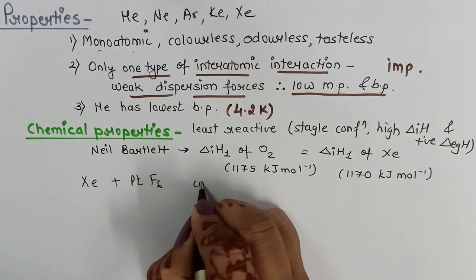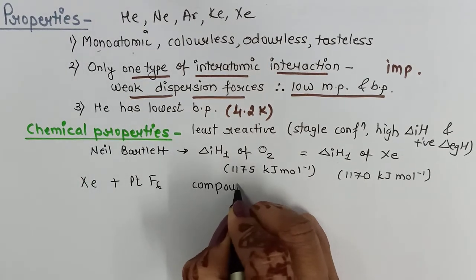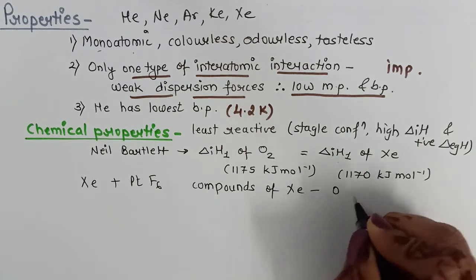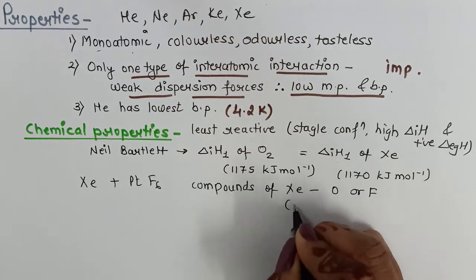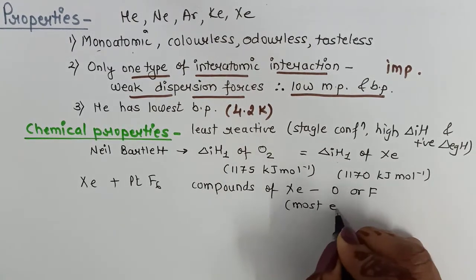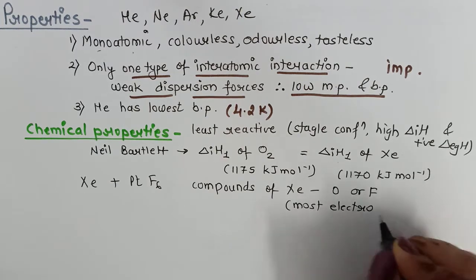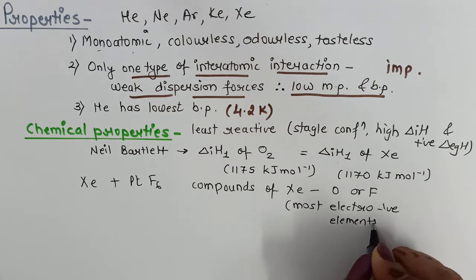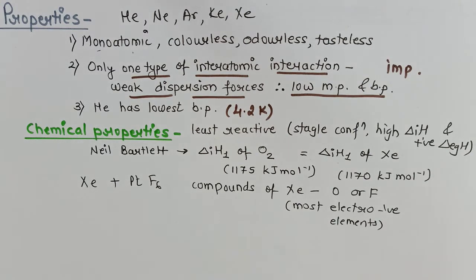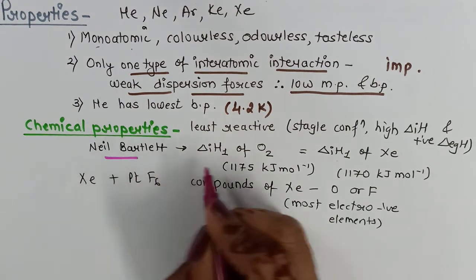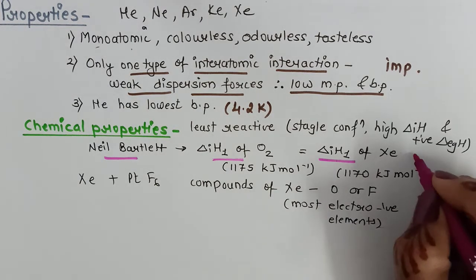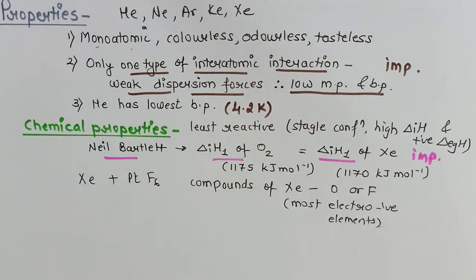The compounds of xenon are basically with either oxygen or fluorine, which are the most electronegative elements. Now, this is an important topic, that how Neil Bartlett proved that compounds of xenon can exist. A direct question can be framed over here.